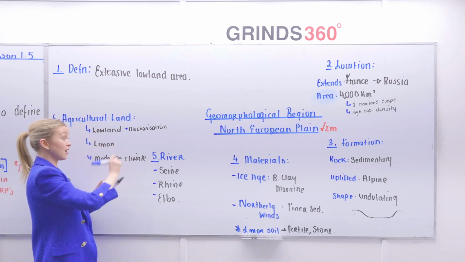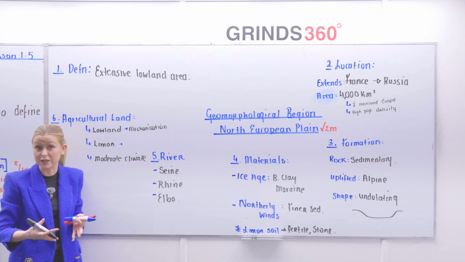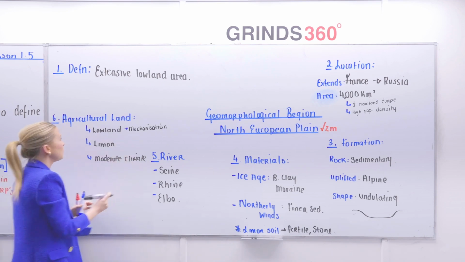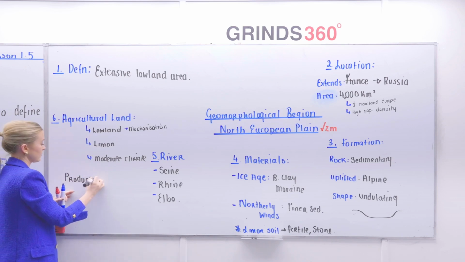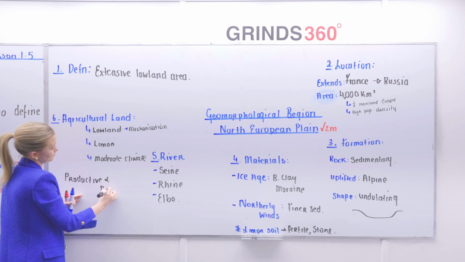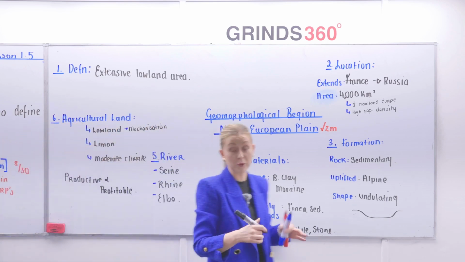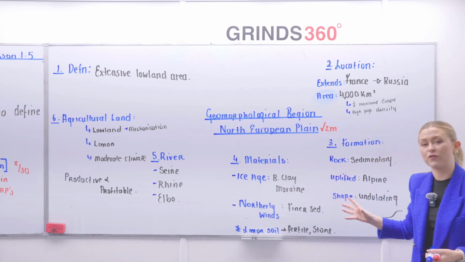Because you have your fertile limon soils, my limon or my loose soils, whichever you prefer to say yourself, that just means that it's easily cultivated. I'm not going to write anything there. But because of all this, it's an extremely productive and profitable region. Now that there is my second geomorphological region.